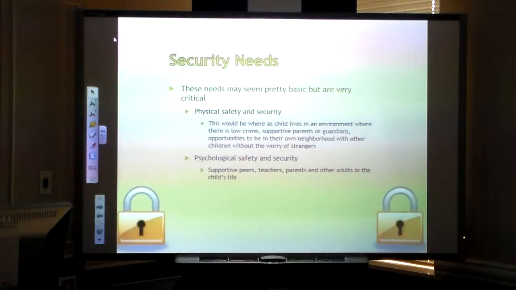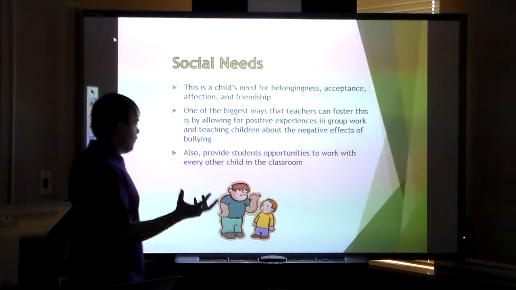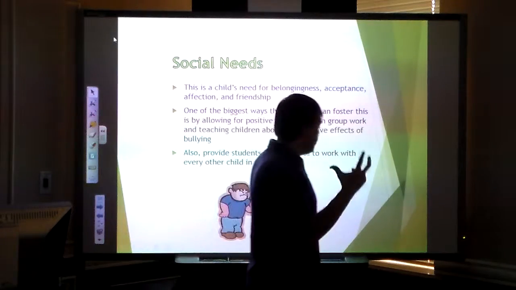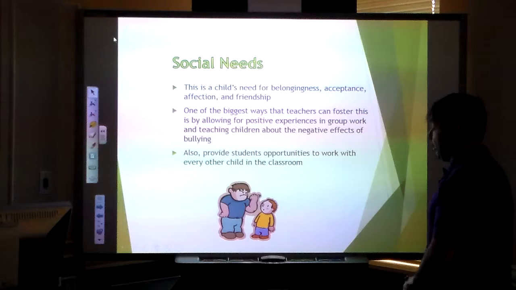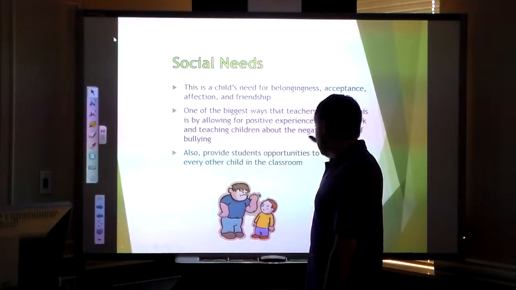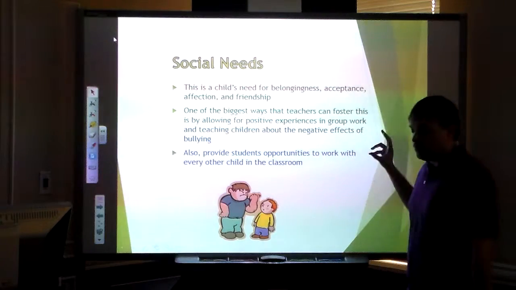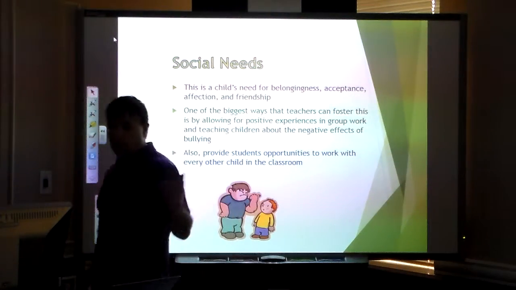So, social needs in schools. Children need belongingness, acceptance, affection, and friendship. Teachers need to be cognizant of who children are working with in groups, give them the opportunity to work together but work with different people, and give them the opportunity to be facilitated in their group work. Don't let kids choose who they're working with.